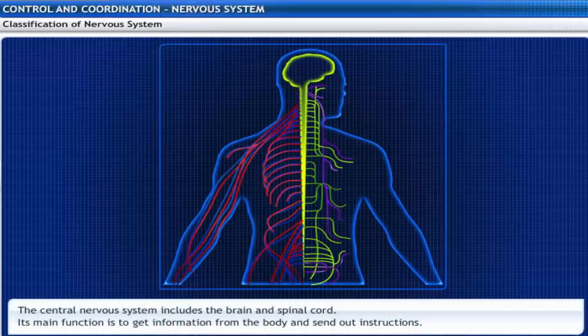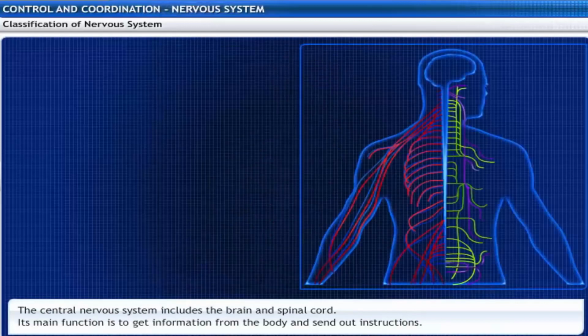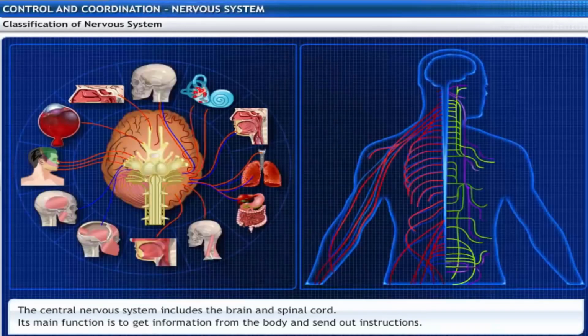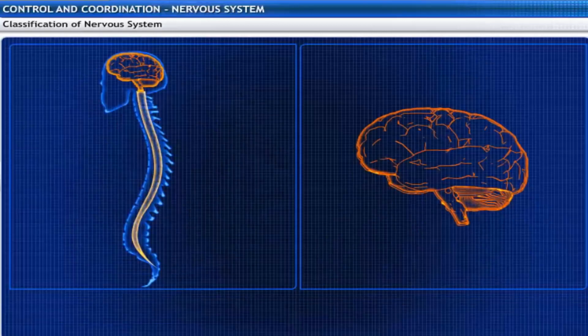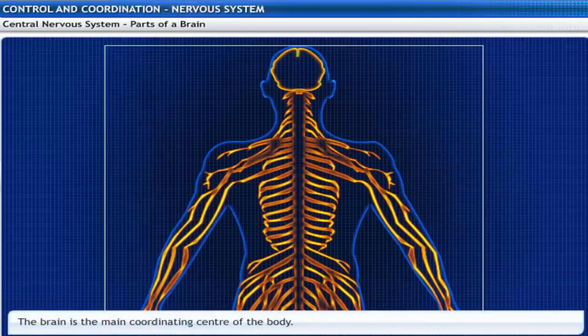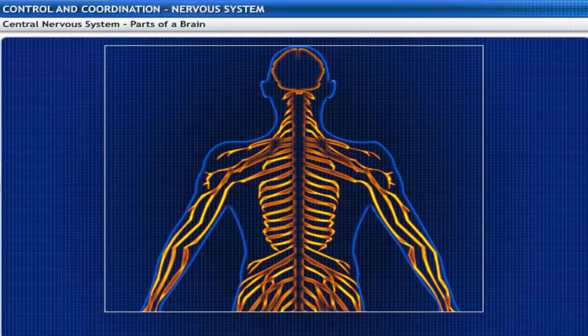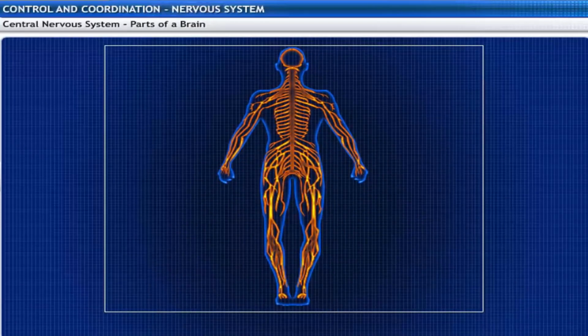The central nervous system includes the brain and the spinal cord. Its main function is to get information from the body and send out instructions. Let's discuss the brain in detail. The brain is the main coordinating center of the body. It is a relatively small organ and constitutes about 2% of our total body weight.